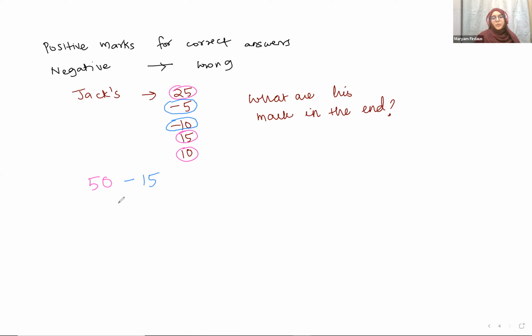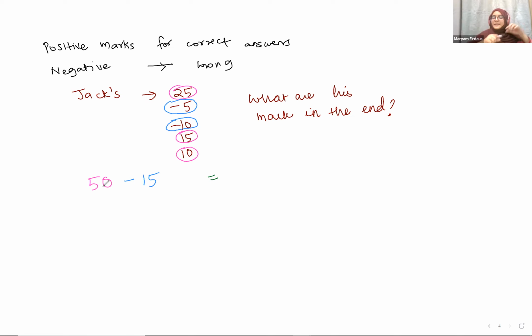Now, can you tell me what are the total marks that he has gotten? Why are we subtracting 50 and 15? Think about it, Hiba. He has gotten some positive marks and some negative marks. So if you have to calculate his total marks, what will you do, out of the information that you have? You will add all the marks that he has gotten. That's how you calculate your total marks.